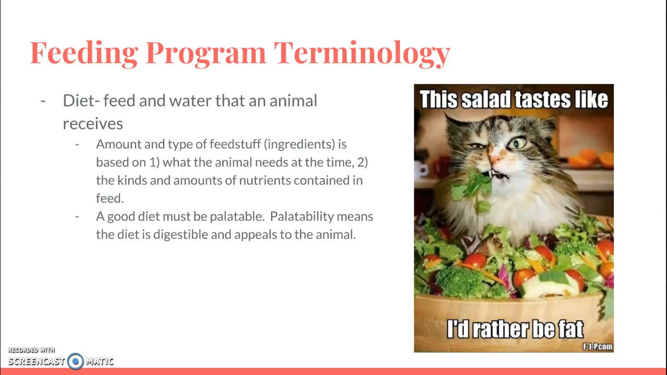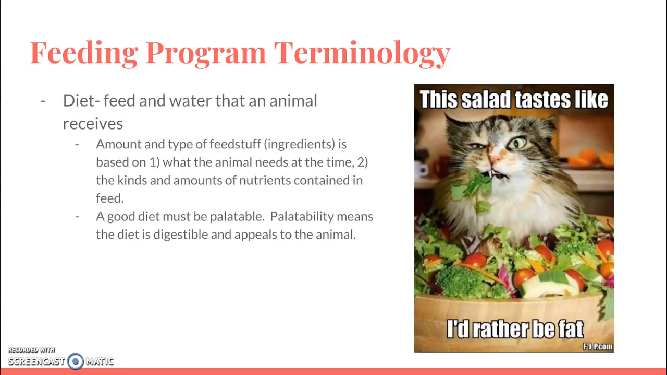Is it on a maintenance ration? Is it on a work ration? What type of ration is it on? And then also the other thing is the kinds and amounts of nutrients that are contained in the feed. So if you have a feed that's high in carbohydrates and fats, you're going to want to feed that to an animal that's on a work ration. Whereas if you have a feed that's high in protein, high in calcium and high in phosphorus, you might want to feed that to either a mother that's pregnant or a mother that's lactating.